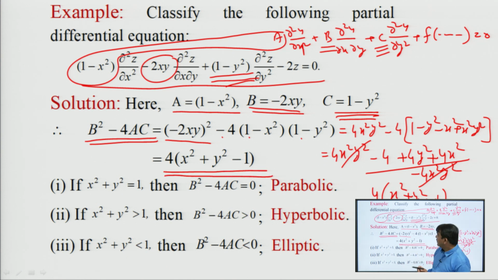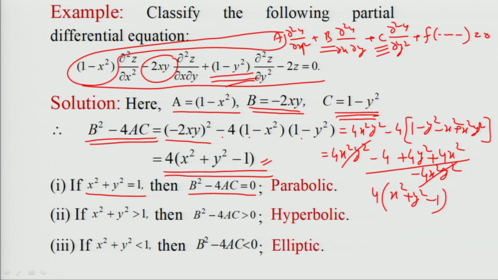So, again the value of b square minus 4 a c for this differential equation depends upon the values of x and y, because b square minus 4 a c comes in terms of 4 into x square plus y square minus 1. So, if we take x square plus y square is equal to 1, then b square minus 4 a c is equal to 0. From here it is clear that b square minus 4 a c is equal to 0 in case of x square plus y square is equal to 1.